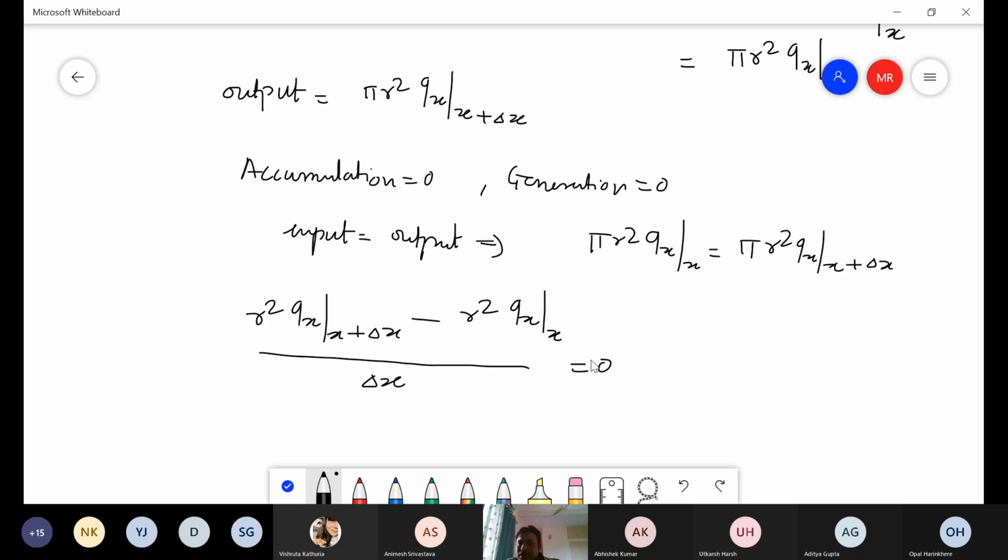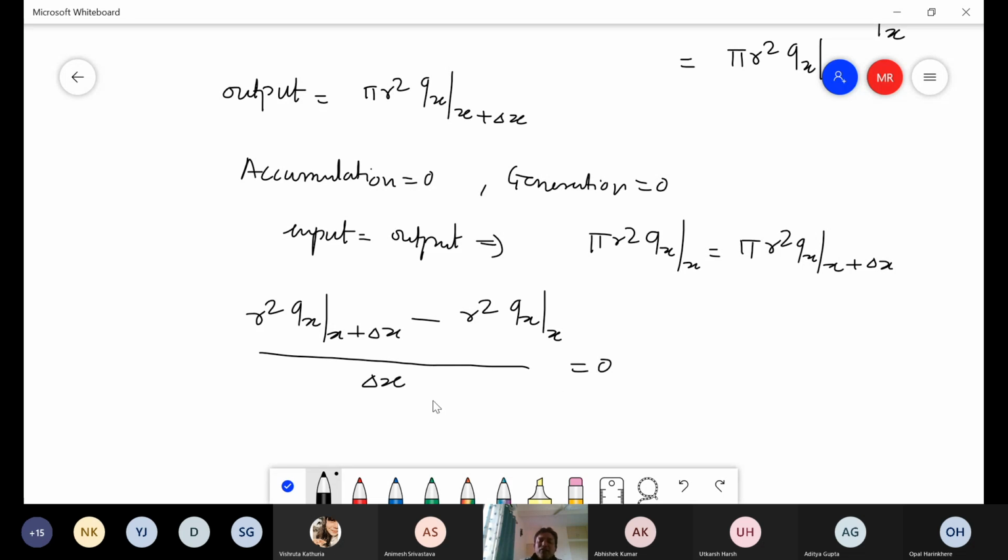Correct. Remember why I am not getting rid of r square here? Can anybody tell? Because R is not a constant, R is a variable. R is a function of x. Correct. That is why we are not getting rid of this r square here.